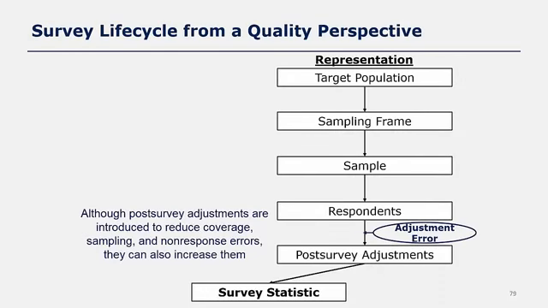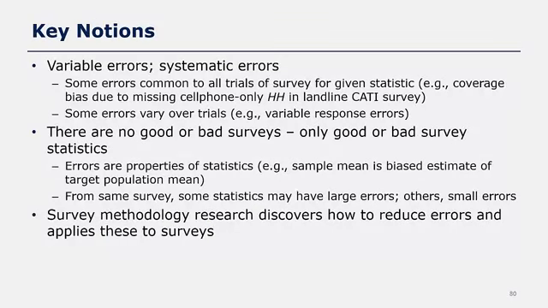And finally, there's adjustment error. Although post-stratification or other forms of adjustment are supposed to correct any problem, this correction can be done erroneously and therefore create error itself. Key notions from this segment that you should be learning: variable errors and systematic errors, 2 concepts that should be clear in your mind, and we hope that the quizzes that we have and other material in the readings will help you fully understand that issue.